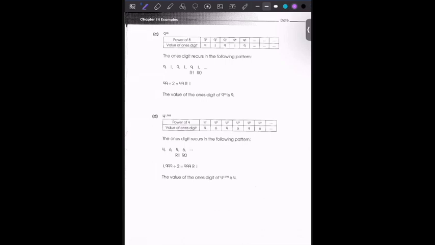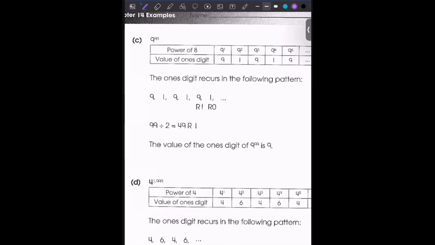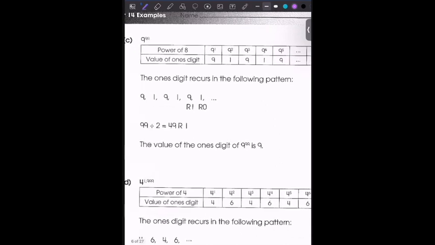Now let's take a look at C. So C is 9 to the power of 99. And so this is a misprint. It's a power of 9. And so 9 to the power of 1 is 9. And 9 to the power of 2 is 81, so the ones digit is 1. 9 to the power of 3 is going to be 81 times 9, which would be 729. So it ends with 9.